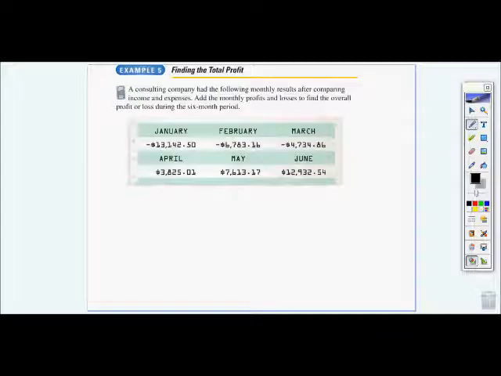And now we'll do a little business for you, some profit. So a consulting company had the following monthly results after comparing income and expenses. Add the monthly profits and losses to find the overall profit or loss during the 6-month period. So we have 6 months there.